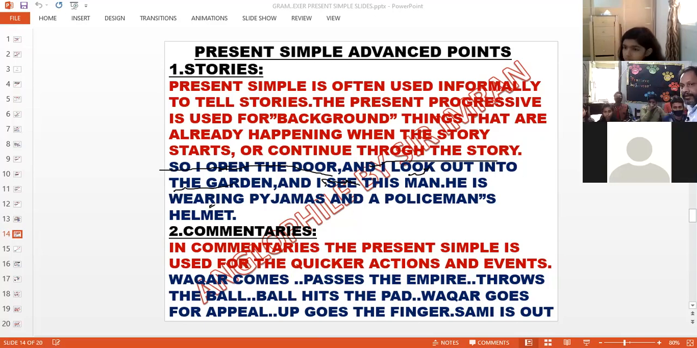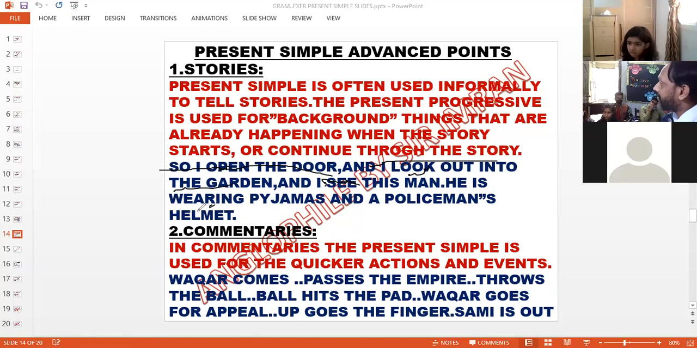Okay, so that's how we use the present simple tense to tell a story. So from today onwards, if someone wants to tell a story, they can use the present simple tense to tell the whole story. And it all depends upon your choice. You got my point? Yes, sir. There's one thing more very important.